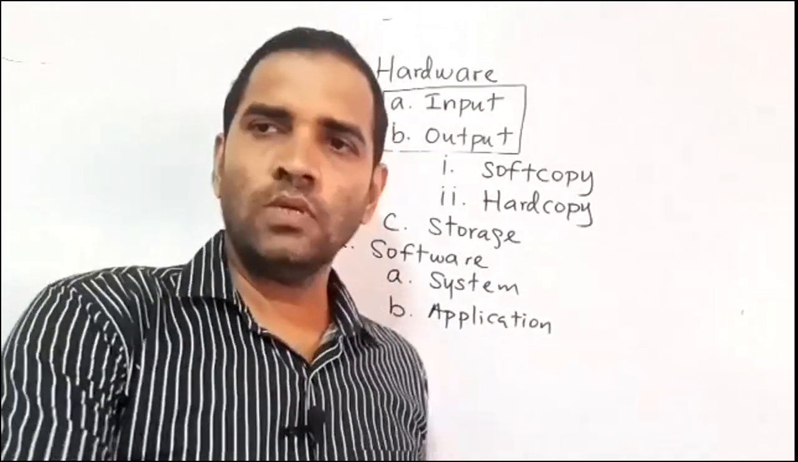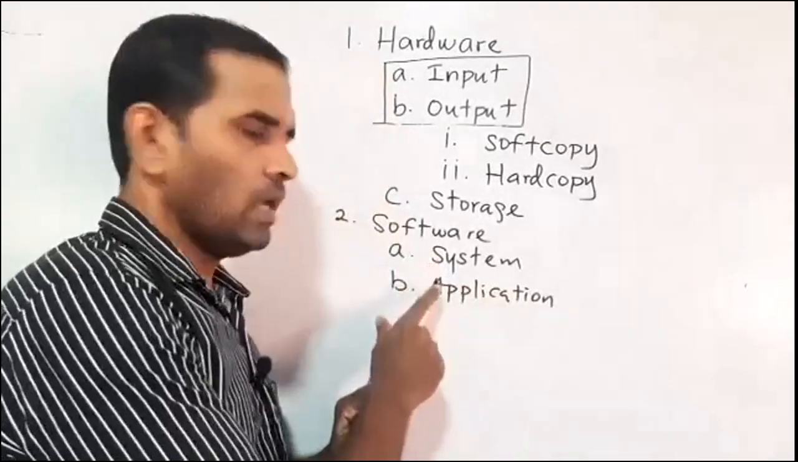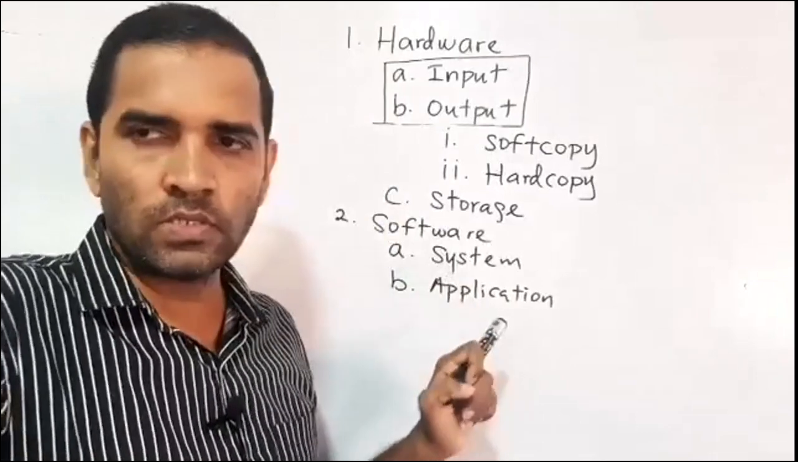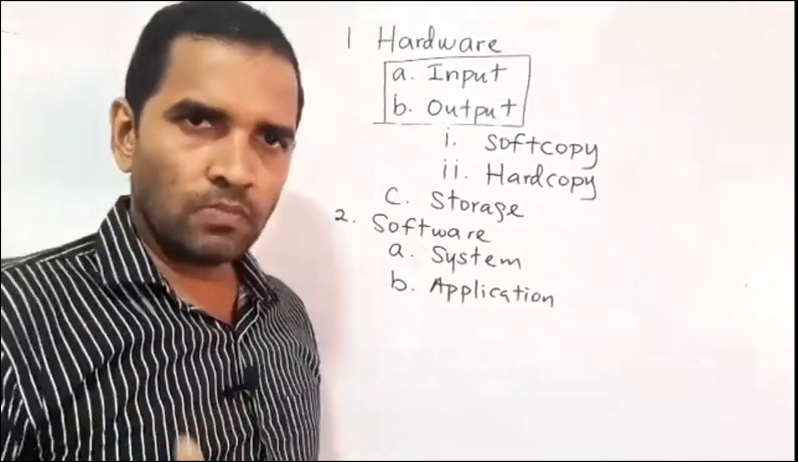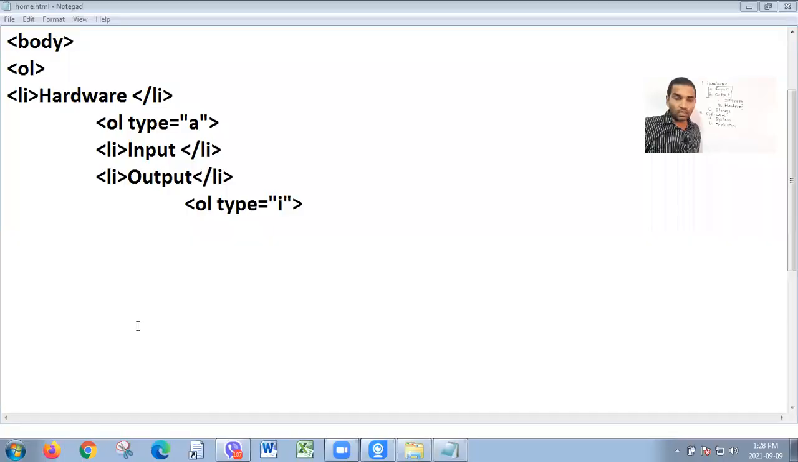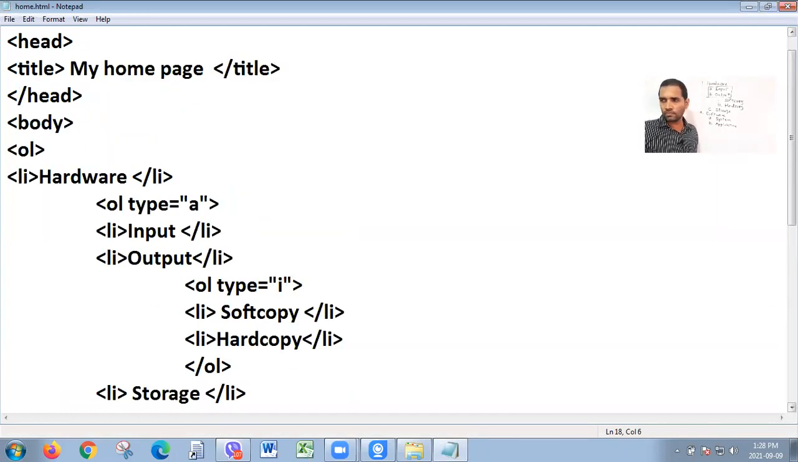Right. So now we have to create the next one. Focus on this one: system application. I have to create system application. It's very simple, but my question is, before we create that next list, should I close this OL now? Can I close this OL here before creating the next list? No, sir. No.